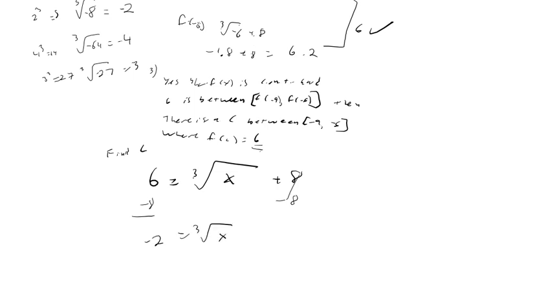And how do you cancel the cube root? Cancel the cube root by cubing, everybody. Opposite of what you do. So in this case, x would be equal to, well, we just did this, -8. And so C is equal to -8, our value that we're looking for, which is, yes, between -9 and -6. There it is.